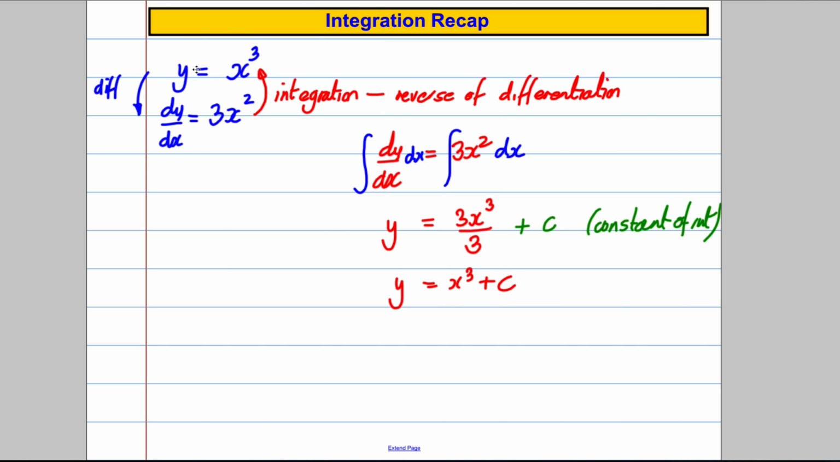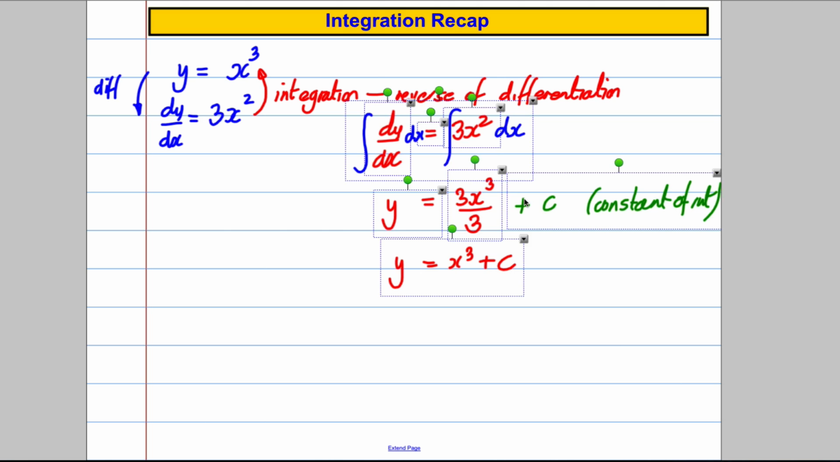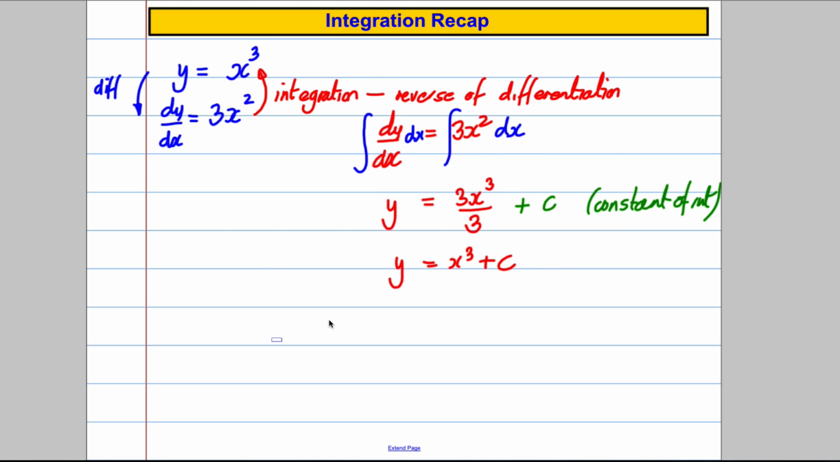Now we would always have a constant of integration because x cubed differentiates to this, but so does x cubed add 1, because the 1 just disappears on the differentiation. So we always have a constant of integration. So that's what we did in Core 1 integration.